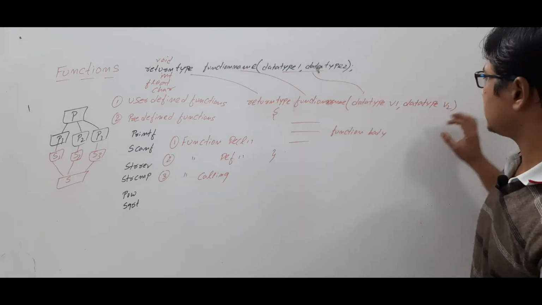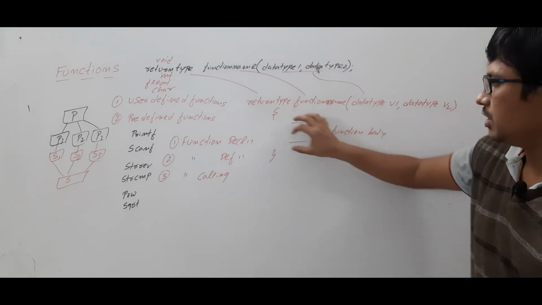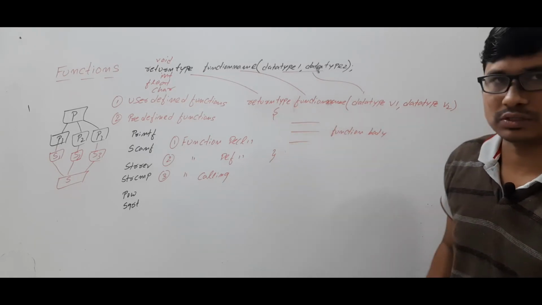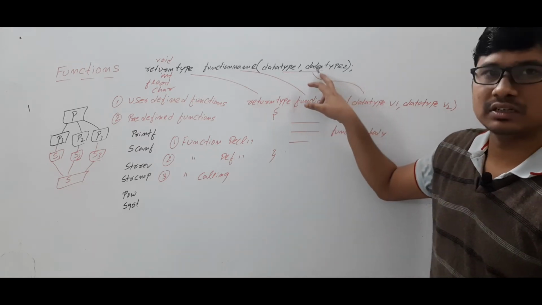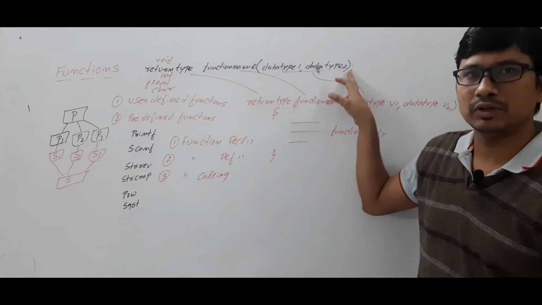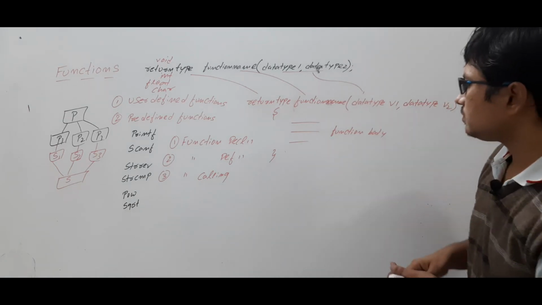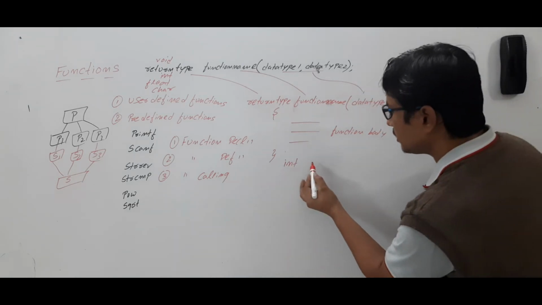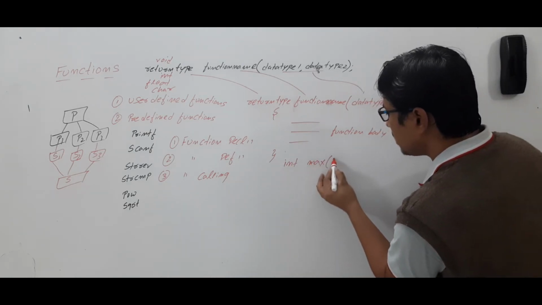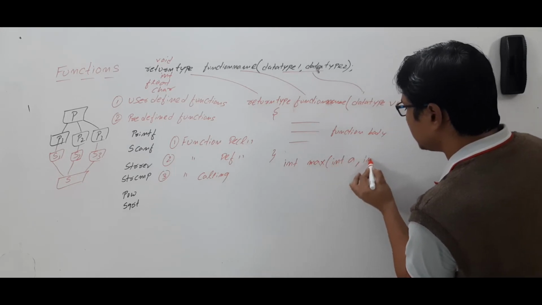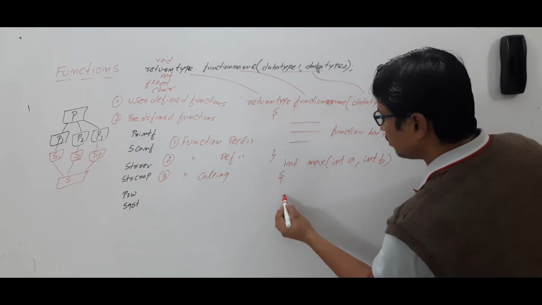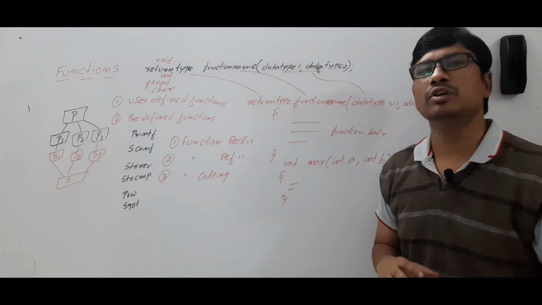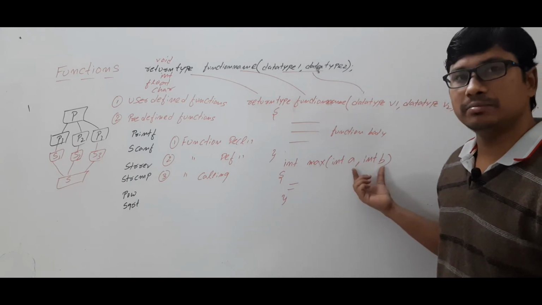But in the function definition, you will not end with a semicolon. You will open the curly braces, write all the statements you want, and close the curly braces. But in the function declaration, it will end with a semicolon. And remember one thing. Let me give an example. Let's take that you are writing the return type as int, max, and you can write int a comma int b. Here the variable names are compulsory, whereas in the function declaration the variable names are optional.